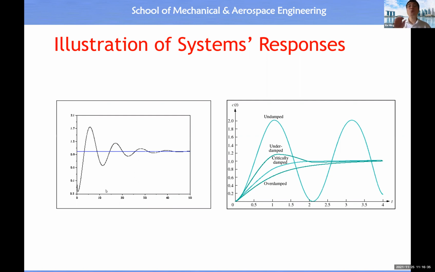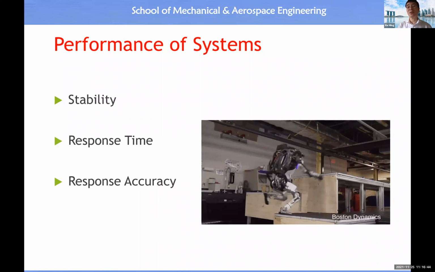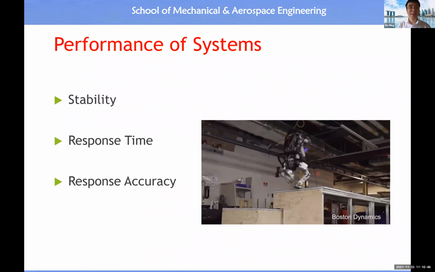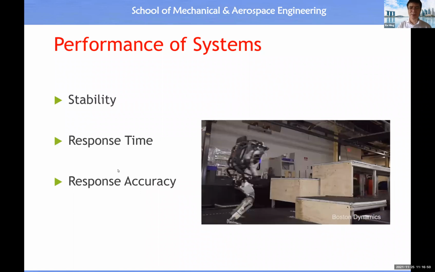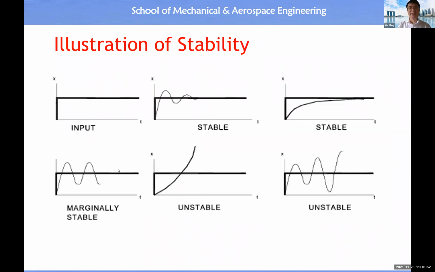Then how do we indicate the level of reduction of a transient response? We need to come up with some criteria. The first one is stability. The second one is response time. And the third one is response accuracy.